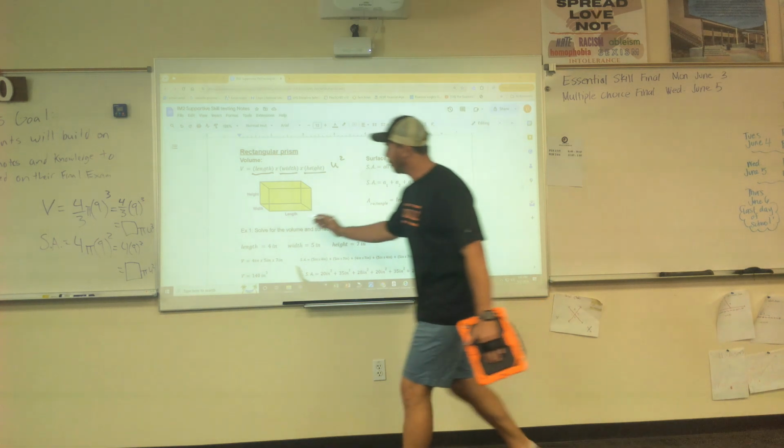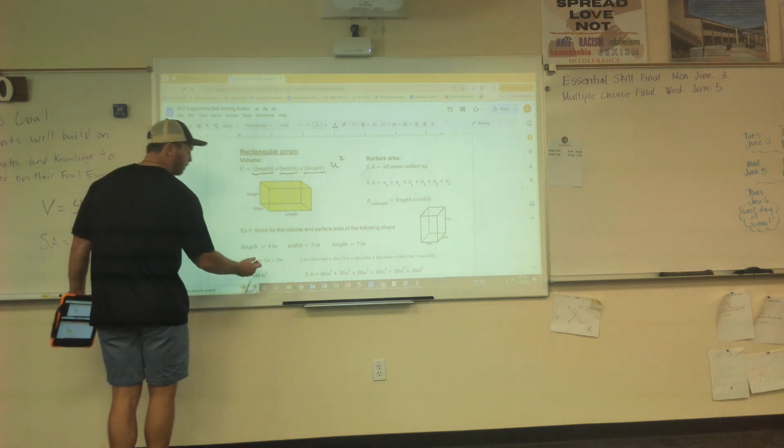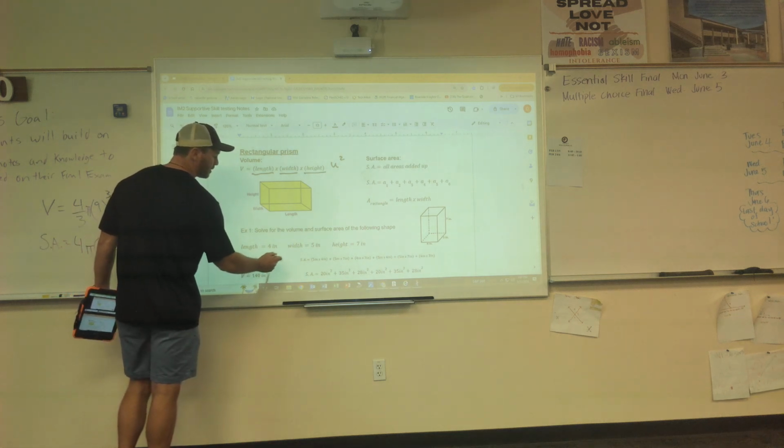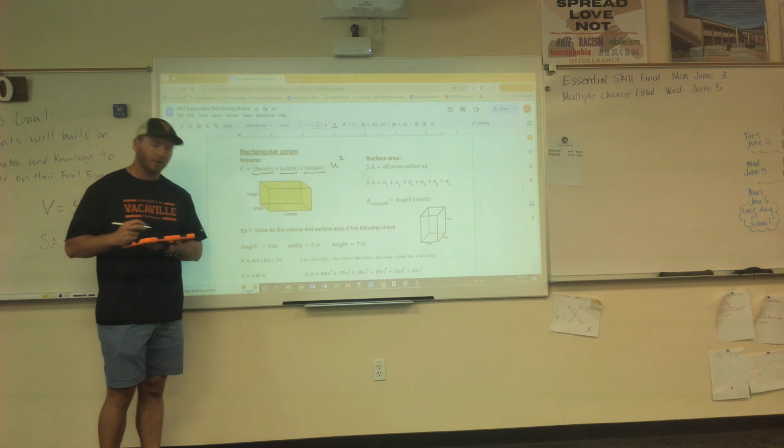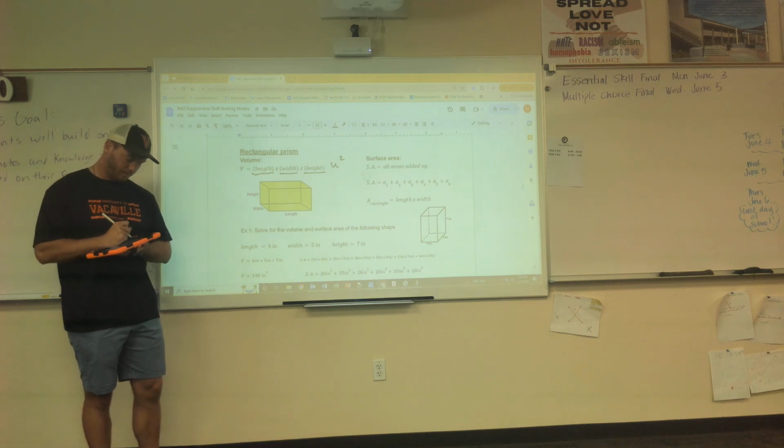So from there, we just throw it into a formula for our volume. 4 inches times 5 inches times 7 inches. Put it into our calculator. 4 times 5 times 7. 140. That's how we get the 140.